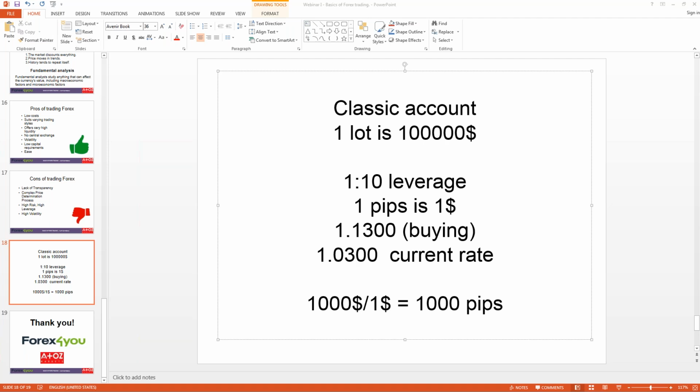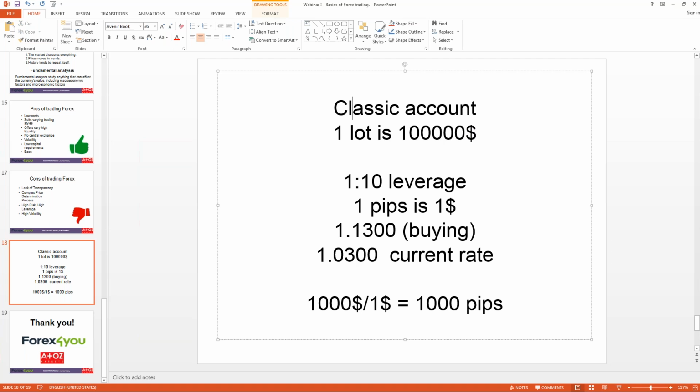One more question: what is a 0.01 lot? Once again, on the classic account on Forex, you don't trade with dollars; what you buy or sell is lots. And one classical lot is $100,000, which means that if you're buying one lot of a currency, you are buying $100,000. But brokerage companies like Forex4you allow you to trade with smaller lots.